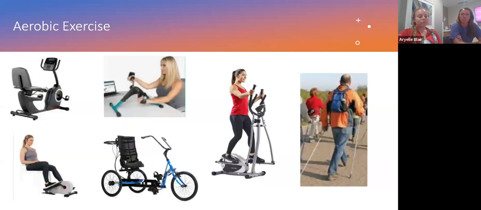Okay, here's just some pictures. So you can see the floor pedal bikes on the tabletop, and the floor in the bottom left picture are kind of what I was talking about. The adaptive trike, the elliptical, and the right picture is the bilateral trekking poles.